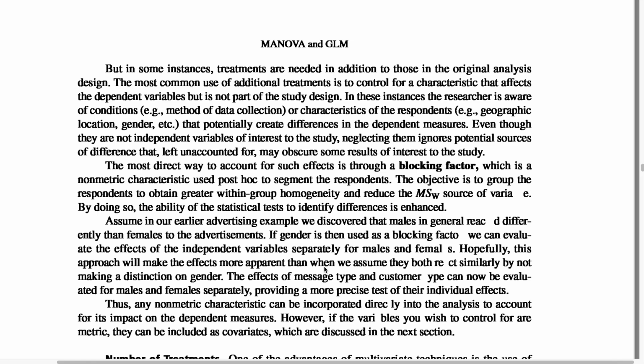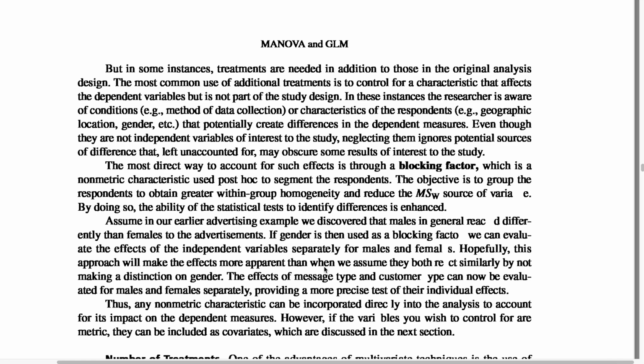Assume in our earlier advertisement example, we discovered that males react differently than females to the advertisement. If gender is then used as a blocking factor, we can evaluate the effect of the independent variable separately for males and females. Hopefully, this approach will make the effect more apparent than if we assumed they were both similar by not making the distinction on gender. The effect of message type on customers can now be evaluated for males and females separately, providing a more precise test of their individual effects.